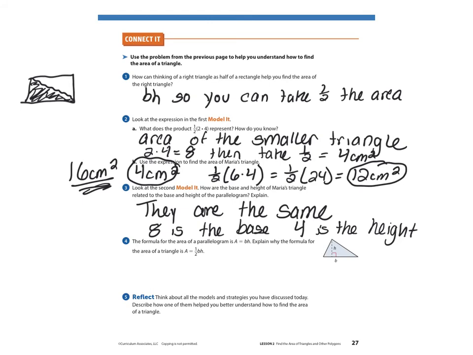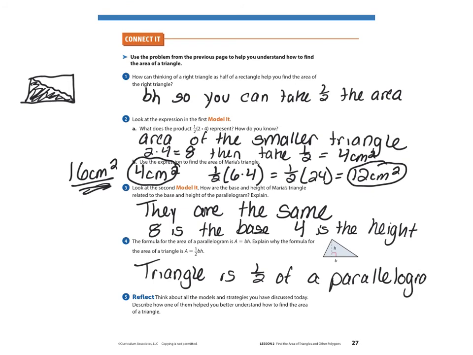Okay, question number 4. The formula for the area of a parallelogram is area equals base times height. Explain why the formula for the area of a triangle is area equals 1/2 times base times height. Don't overthink this. Think of it as what did you draw? What have you seen? Well, we know that a triangle is half of a parallelogram. If a triangle is half the parallelogram, then its area also has to be half.